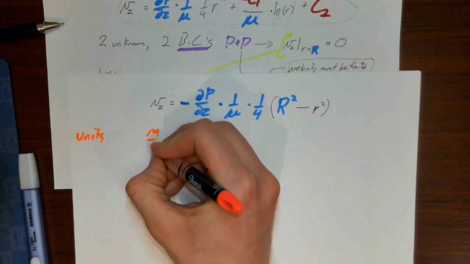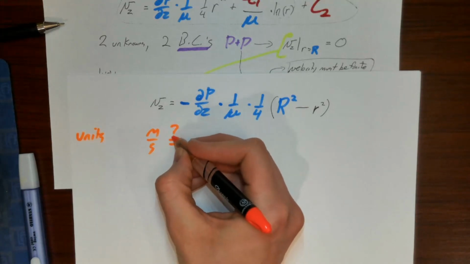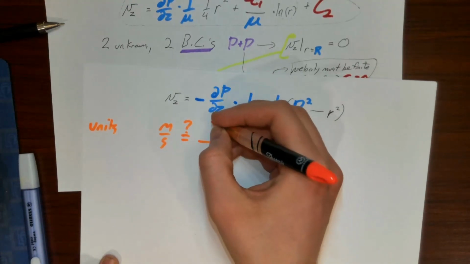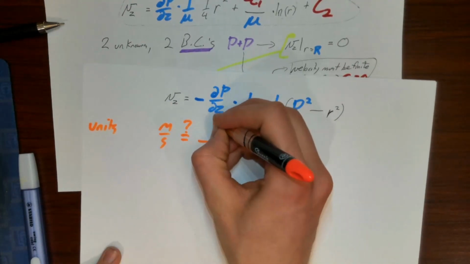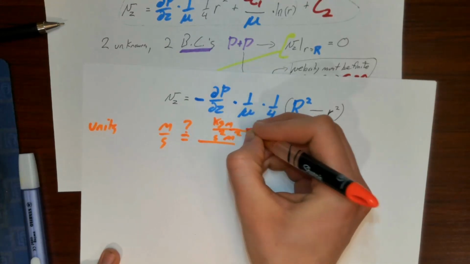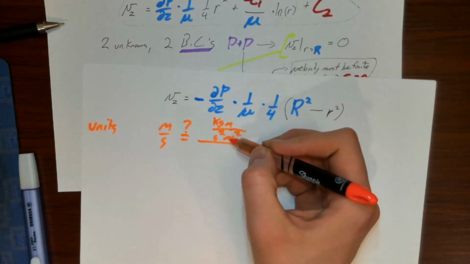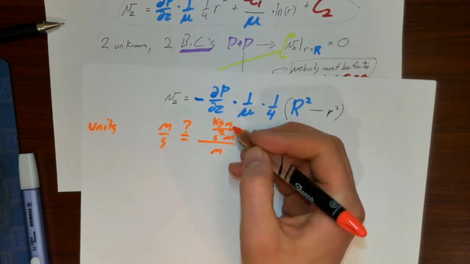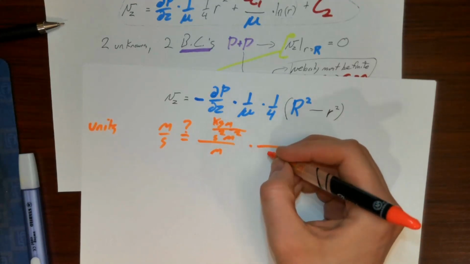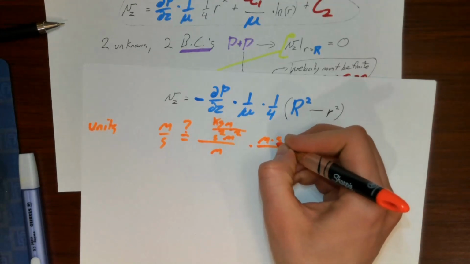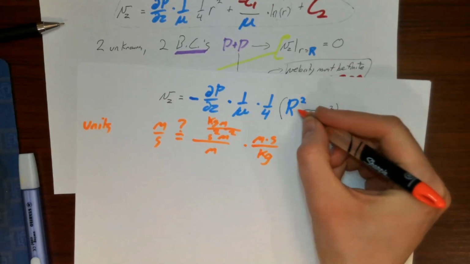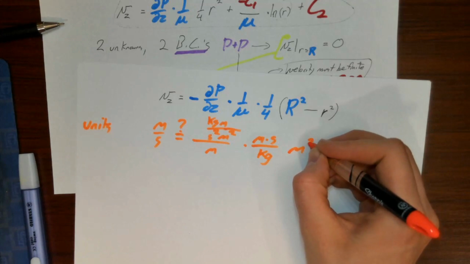Vz should have units of meters per second, and we hope that the units on the left-hand side match the units on the right-hand side. Pressure has units of newtons per square meter, or kilogram meter per second squared per square meter. So dP/dz is kilogram meter per second squared per square meter per meter. 1 over mu, well, mu has units of kilograms per meter second, so 1 over mu would have units of meters second per kilogram. 1/4 is unitless, and then both r squared and R squared would have units of meters squared.